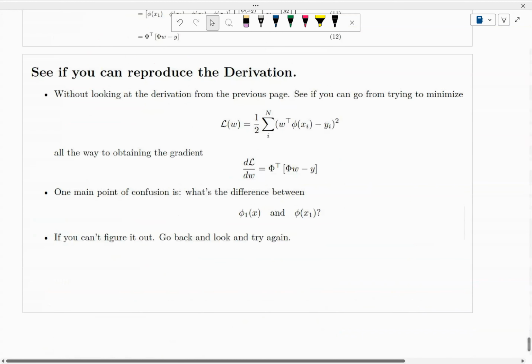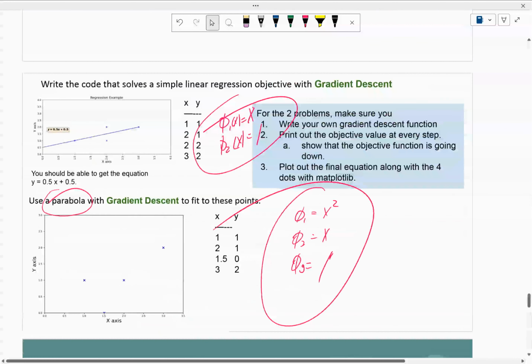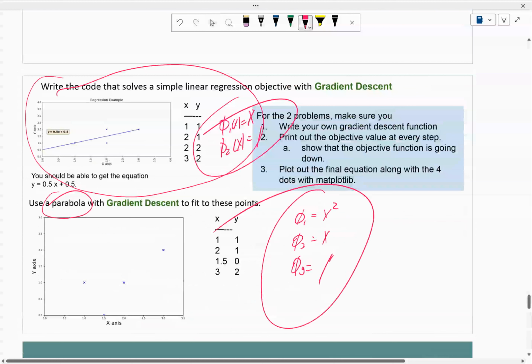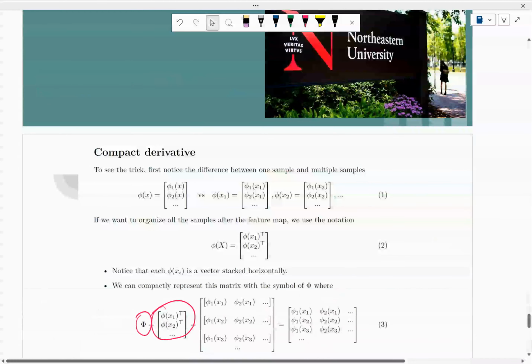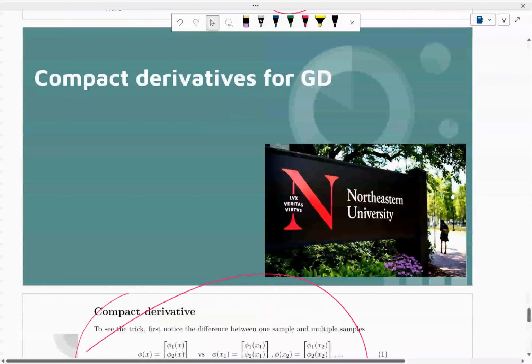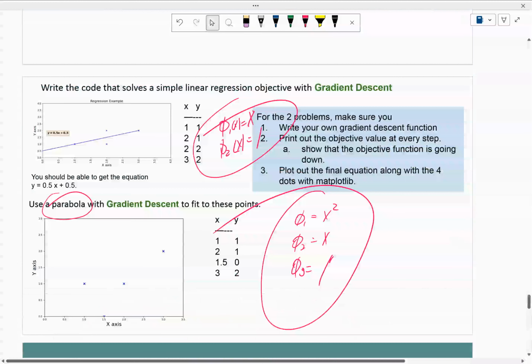Feel free later on when you're solving this problem to try it both ways. Try it with both derivatives, and you will notice that the code for the compact derivative is much, much shorter. You don't have to put things in loops. So you want to try it with both.